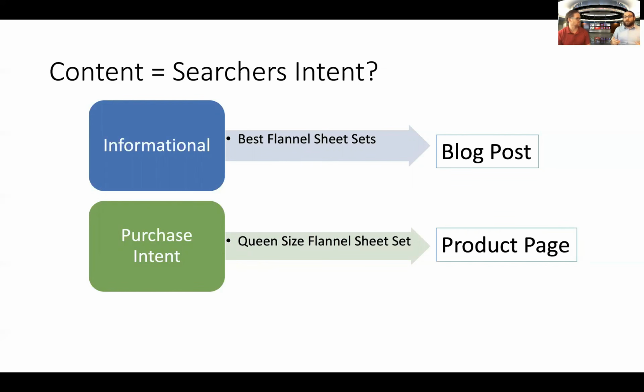So if you're trying to rank for queen size flannel sheet set with a blog post, that might not work because Google's showing product pages. And vice versa. If you're trying to rank for best flannel sheet sets with your product pages and you don't have a blog which describes it, you may not be able to rank for that keyword.